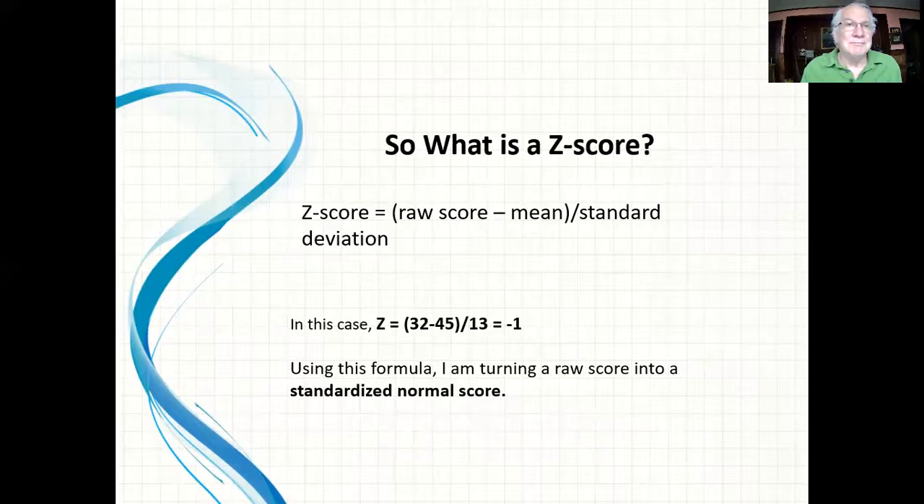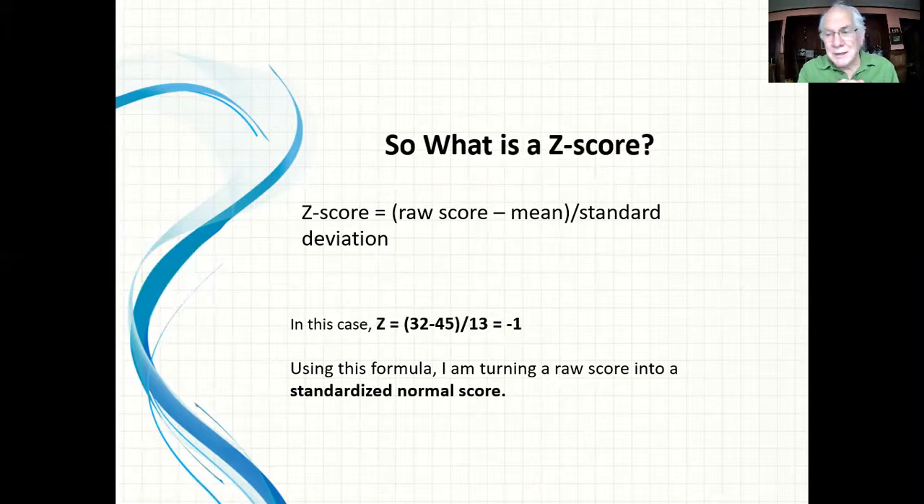So that's a z-score. Mathematically, z-scores are really simple. You take the raw score, whatever distribution you have, you subtract the mean of that distribution, and you divide by the standard deviation. Mathematically very simple, a subtraction and a division. It's something you can do. It's not hard to find z-scores. In this case, a raw score of 32, the mean is 45, the standard deviation is 13. So 32 minus 45 divided by 13 is a -1.